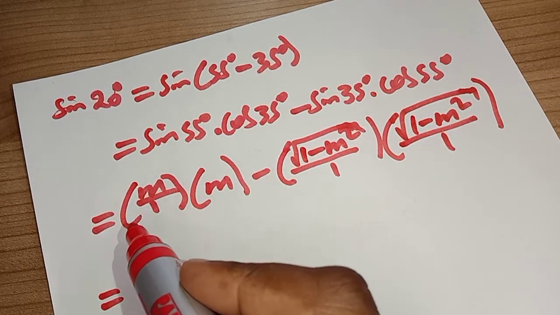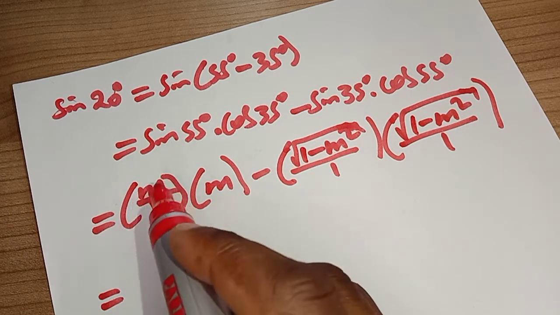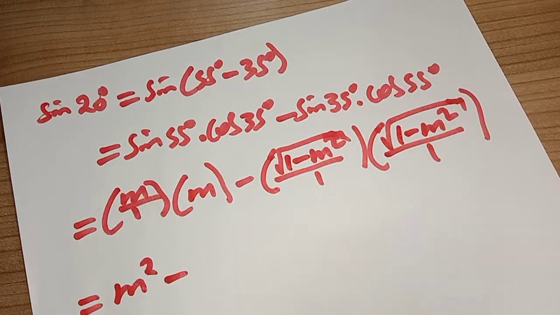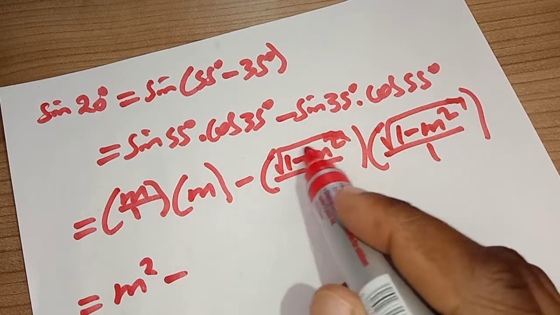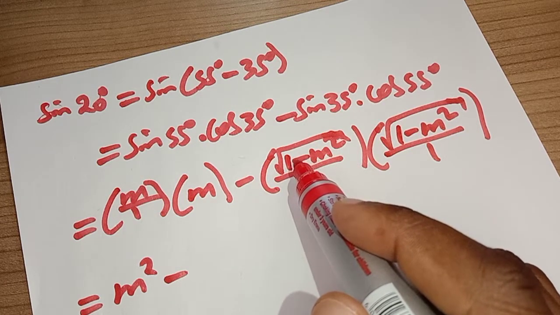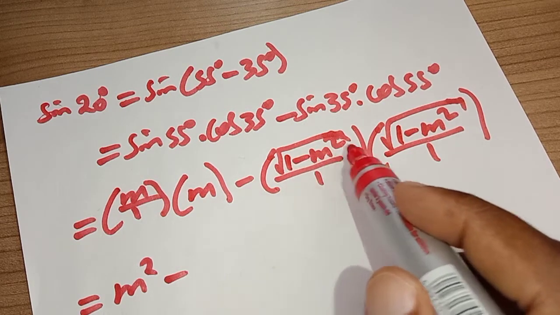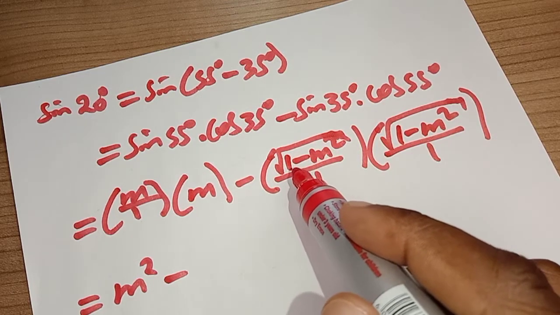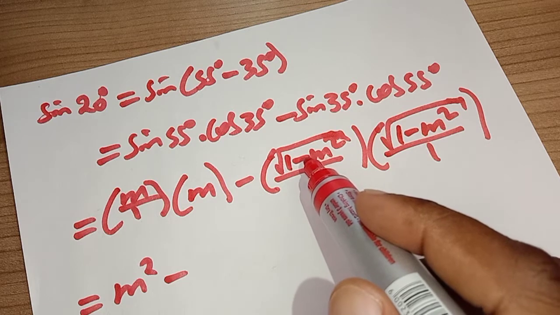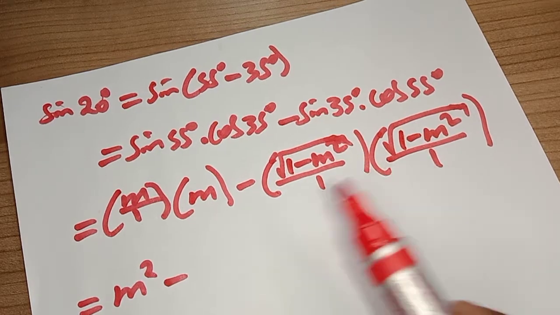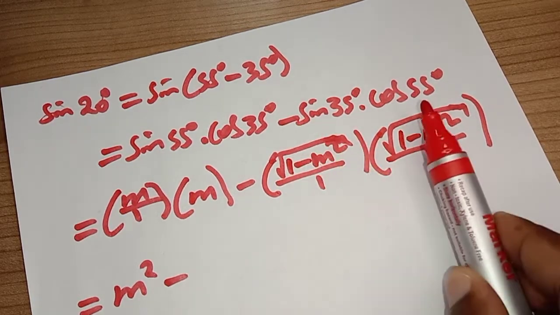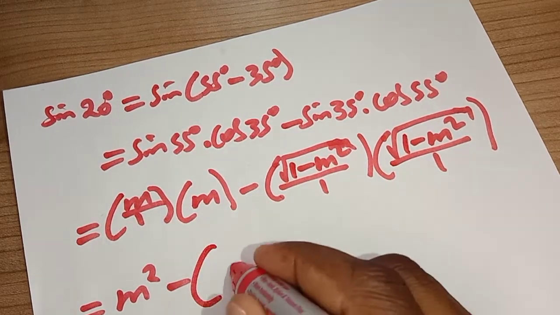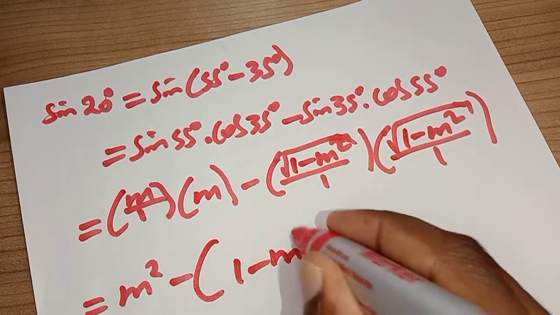M divided by 1 is just m. M multiplied by m gives me m squared. Then here, square root of 1 minus m squared divided by 1 is just the square root of 1 minus m squared. Then you're going to have square root of this multiplying the square root of that. Algebraically I can write it like this: 1 subtracting the m squared.